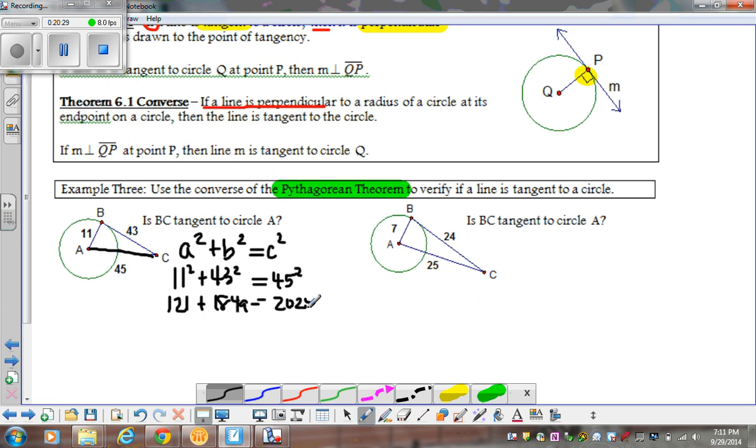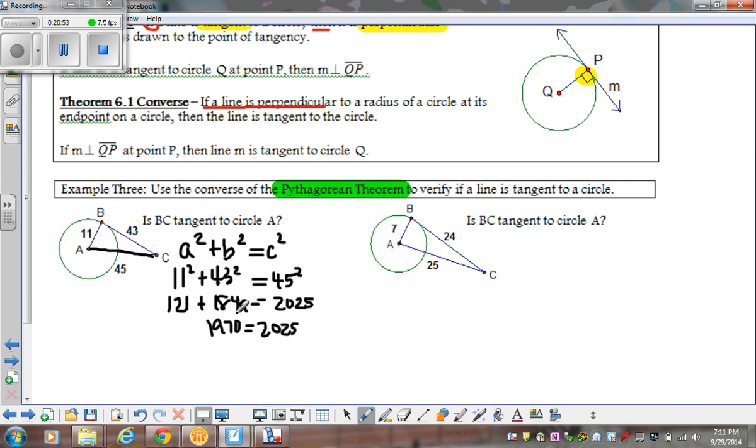All right, now, if we add up my left-hand side, 121 plus 1849, we get 1970, also a good year. Don't remember it, but it's a good year. So 1970, and on my right side is 2025. Now, if we look at both sides of my equation, 1970 does not equal 2025, which means Pythagorean theorem did not work here, which means this is actually not a right triangle.